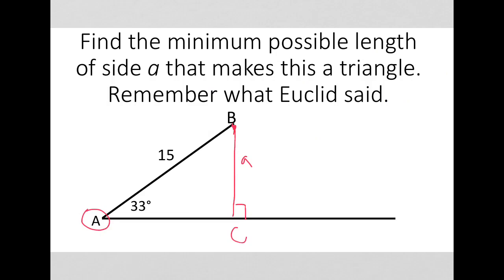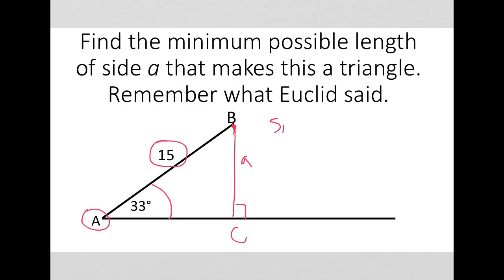Now again, make note of what the conditions are. We're saying we have a fixed angle of 33 degrees, we have that fixed side length of 15, and we're looking at possibilities for side A. And so how do we find side A if this is a right angle? Well, if it's a right angle, it's a right triangle, which means we can use trig.